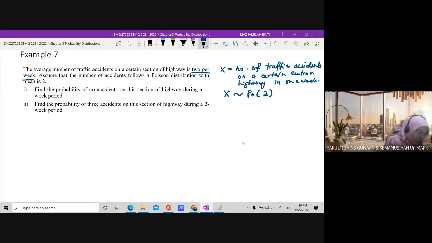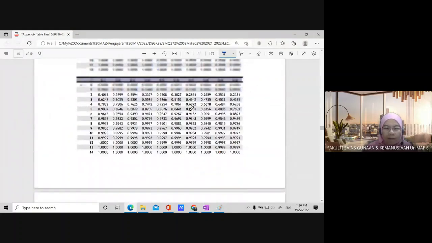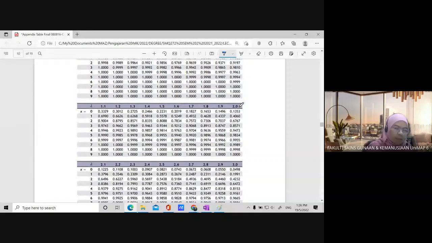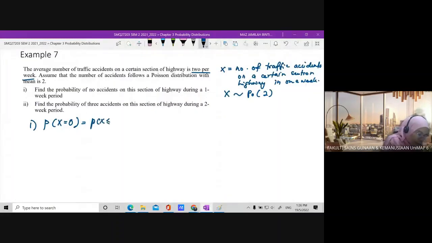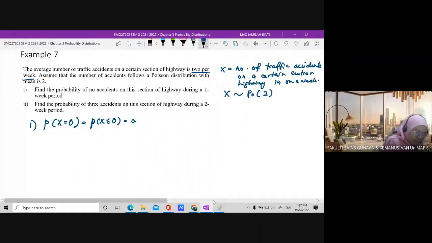So the first question, find the probability of no accident. So no accident is what? P(X) is equal to what? X equal to 0. Yes. So for lambda equal to 2, X is equal to 0. P(X less than or equal to 0) is 0.1353. So this one is in 1 week.